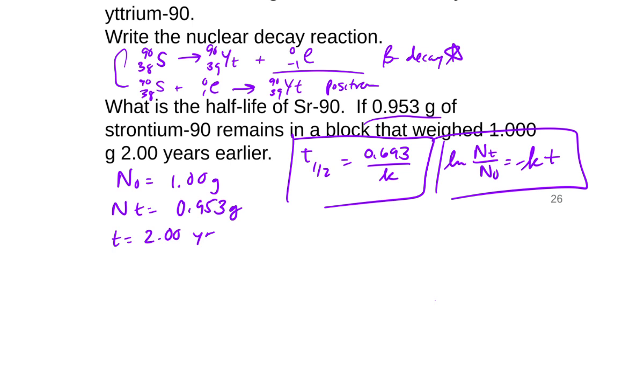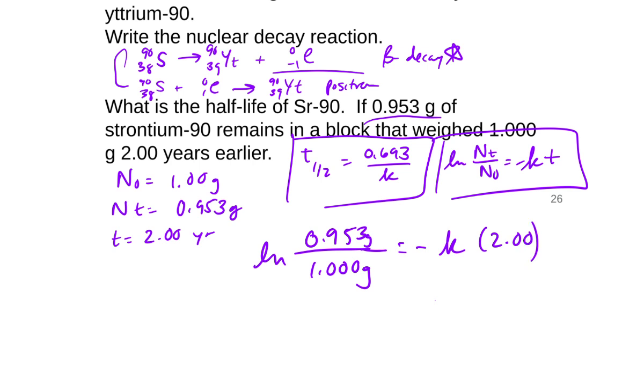Okay, so our first task is to determine the rate constant k. We're going to take the natural log of the mass at time t, which was 0.953 grams, divided by 1 gram, equals minus k times the time, which was 2 years. So taking the natural log, dividing by 2, we should get a rate constant of 0.024 inverse years.